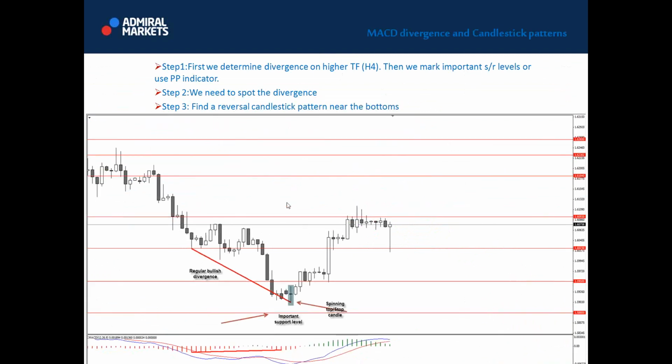Next slide will show you what we do as step 3: find the reversal candlestick pattern near the bottoms. As you can see, the bullish divergence went perfectly well, very close to a spinning top. Spinning top is also an important candlestick pattern which indicates indecision in the market. But if the body is very small, like in this example, it's a stop candle. So this is a stop candle, and it's very close to the red level, it's very close to 00, and we have regular bullish divergence.